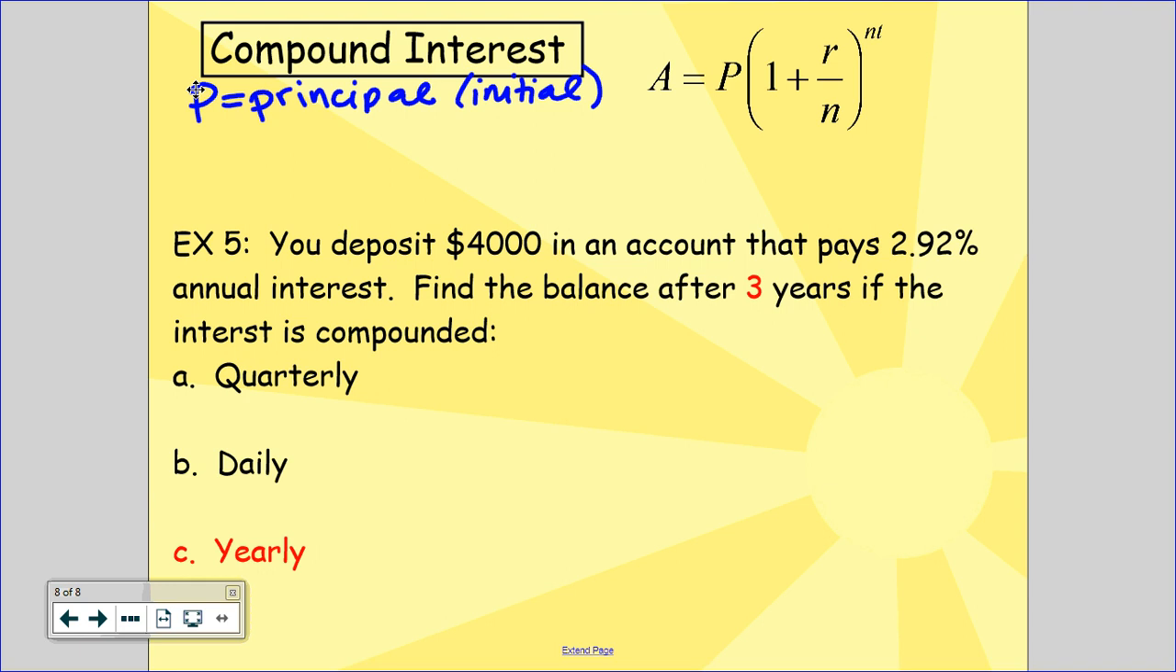And then N is our new one. N is the number of times that we're compounding the interest per year. And then T is time in years still. And then A is your final amount.